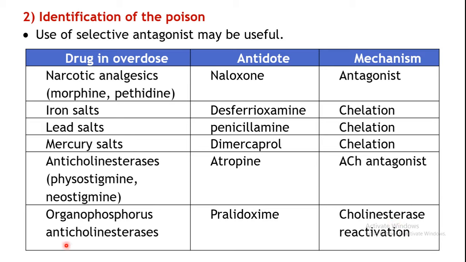Okay, so these are anticholinesterases. So obviously they will inhibit the metabolism. So how is this particular antidote acting? By reactivation of the cholinesterase which has been inhibited by these particular organophosphorus compounds. So it is reactivated so that that enzyme will act and it will hydrolyze the acetylcholine.